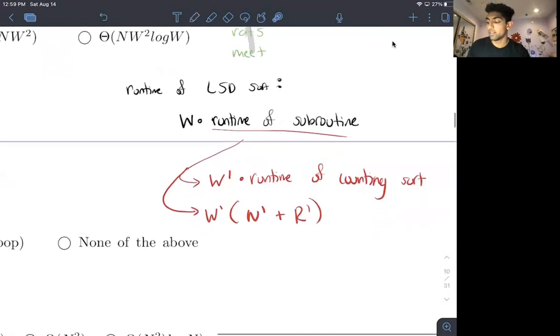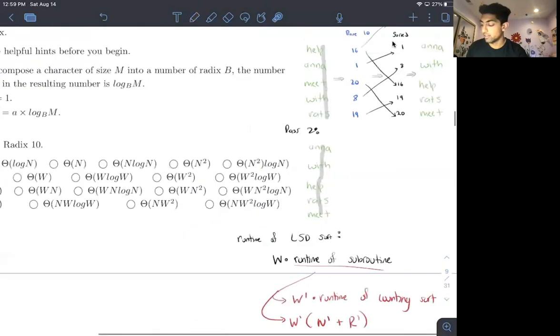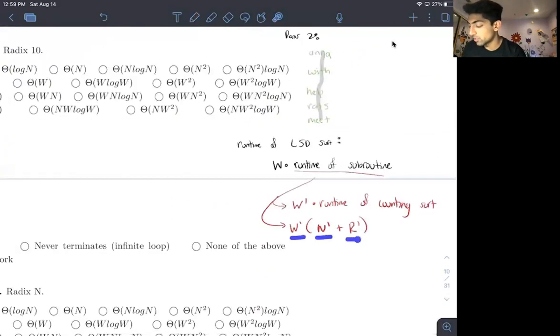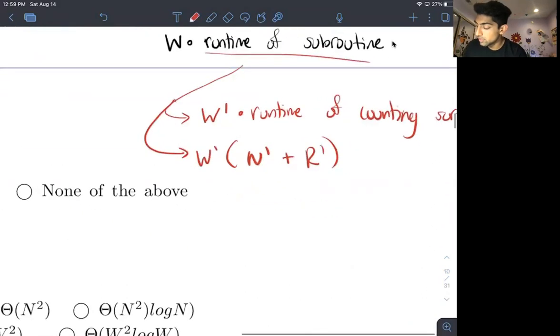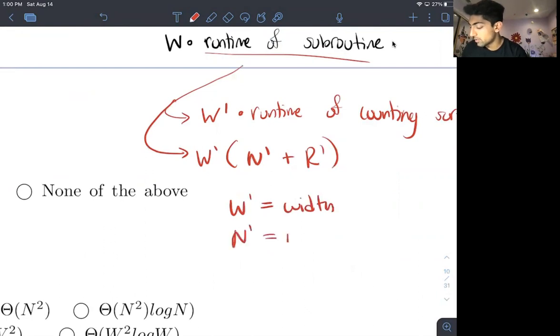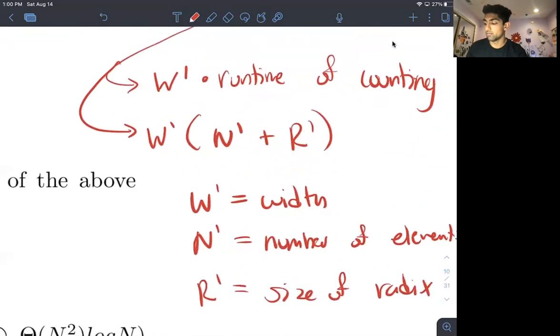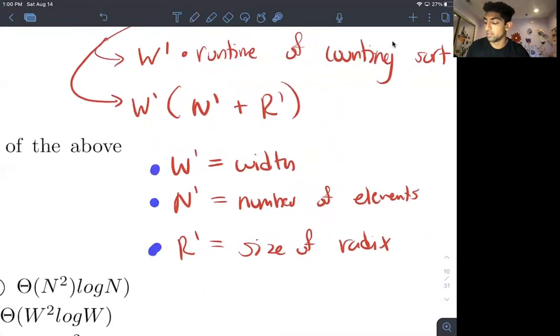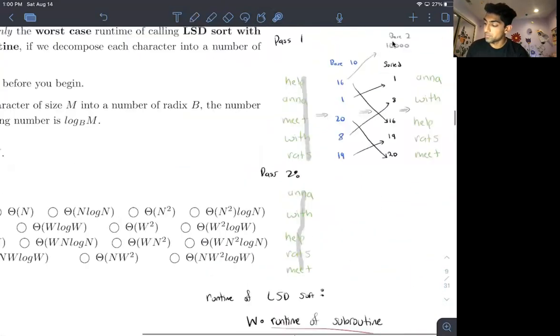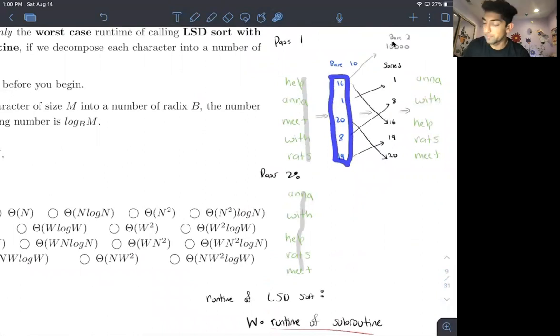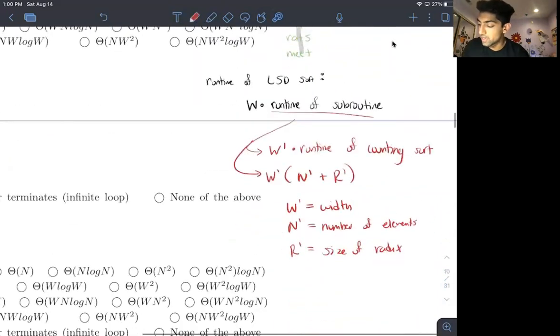We need to figure out, when I'm looking at the subroutine, we know its runtime is W prime times n prime plus r prime, where W prime is the width, n prime is the number of elements, and r prime is the size of the radix, right? So all we really need to do to solve this problem is figure out what these are for these numbers here, okay?